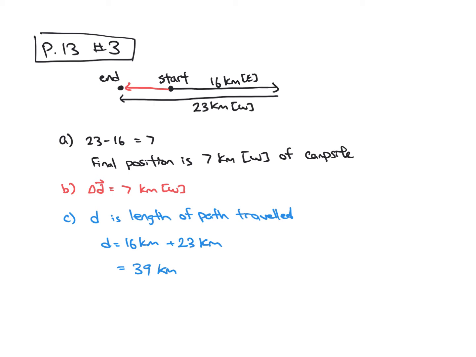So that is question 3. Basically, they want you to get used to the definitions of position, displacement, and distance. They're different things. And the question asks us is the distance the same as the displacement? Well, definitely not. We calculated 39 kilometers for one of them, 7 for the other. They just have different definitions. They're not the same thing.